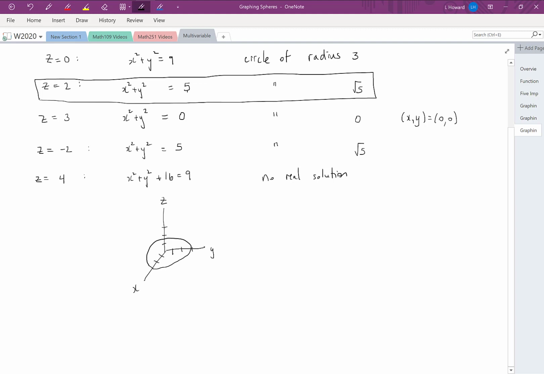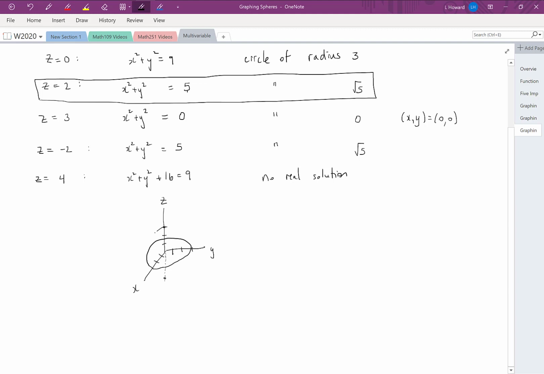At z equals 2, we're getting a slightly smaller circle, a circle of radius root 5. I'm not going to draw that just to keep the picture clean. And by the time we get up here to z equals 3, the only point that we're getting in the xy direction is just that point where x and y are equal to 0. Okay, and then if we move down in the negative z direction, same kind of thing is going to happen. By the time we get down to z equals -3, we're just going to have that single point where x and y are equal to 0. If we go beyond z equals ±3, then we're not getting any points on our surface.